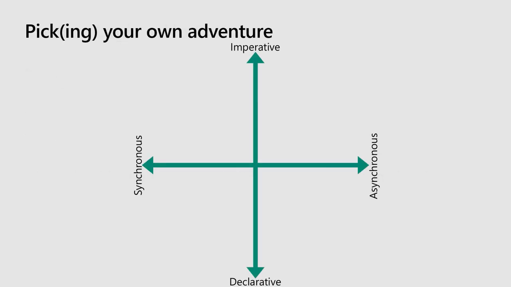It's kind of like those books where you pick your own adventure, but there are places where different types of extensibility have their strengths and weaknesses. So what I've done here is I've drawn a little axis. On the x-axis, we have synchronous versus asynchronous, and on the y-axis, we have declarative versus imperative.